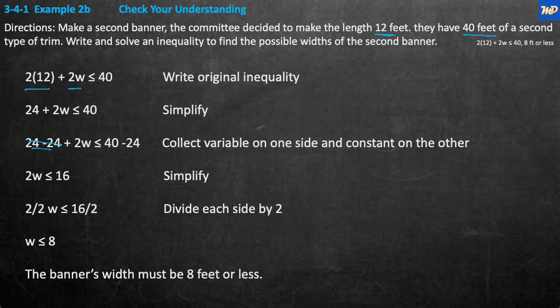So now we have to get the W by itself. And to do that, we have to undo the multiplication, which is the multiplication of 2 times the W. And we undo multiplication by division. And right then, we're going to divide both sides by 2. So here we have 2 divided by 2 times W is less than or equal to 16 divided by 2. Okay, when we simplify, W is less than or equal to 8. So there it is. The banner's width must be 8 feet or less.